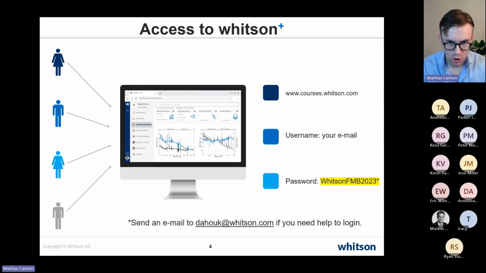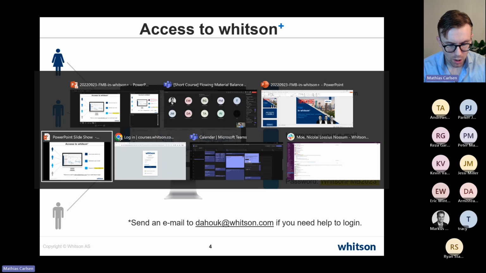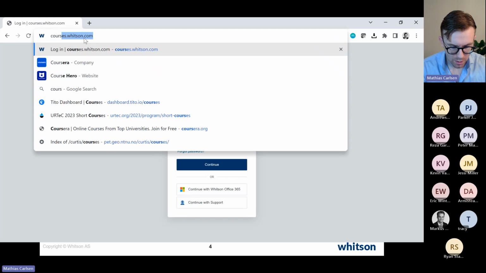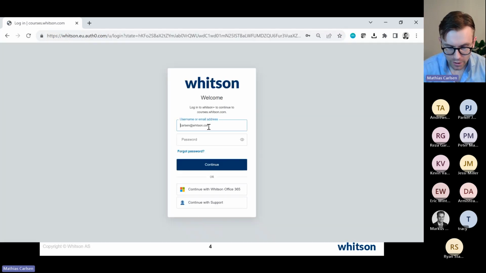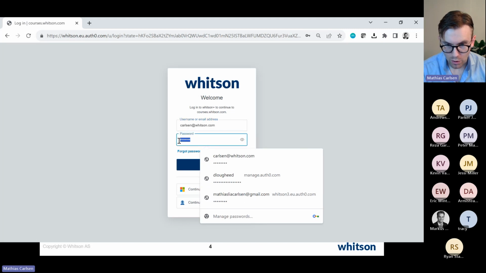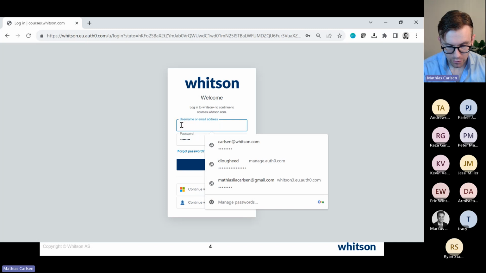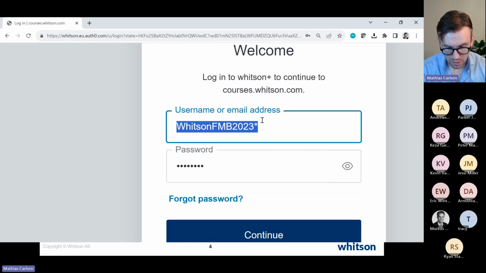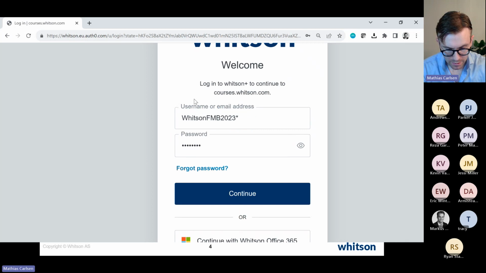Okay. So I'd like everybody to go ahead and do that right away, so we're on the same page. Just go to courses.whitson.com. You'll be prompted with this login screen, and in this menu you put in your email, and here you put in the password, which is Whitson FMB 2023 star. So that's the password. You put in your email and your password, and just make sure that you've logged in okay.